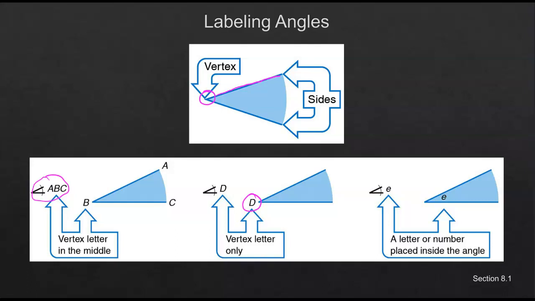Now, if we had other letters over here, we'd probably have to list, like we did here, the ABC. Or we can use an E or a letter that's inside the angle, and we would call that angle E. Basically, you just want to be sure that when you're naming the angle, it specifically shows that angle.